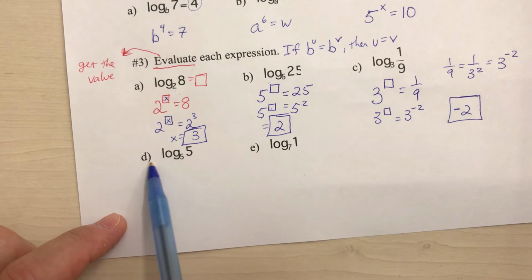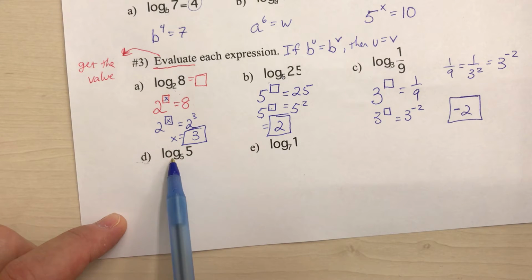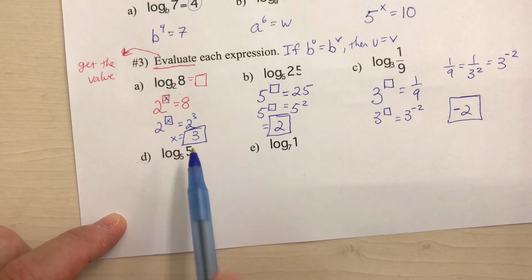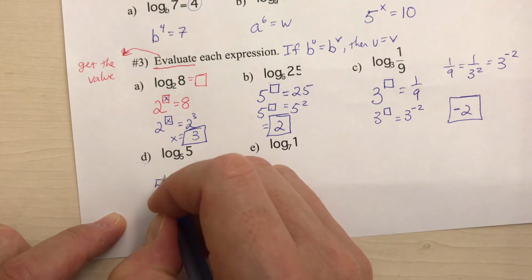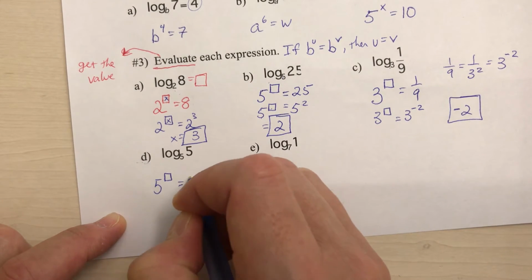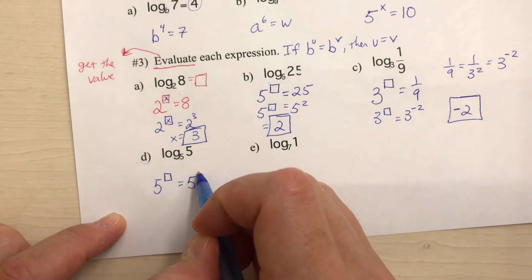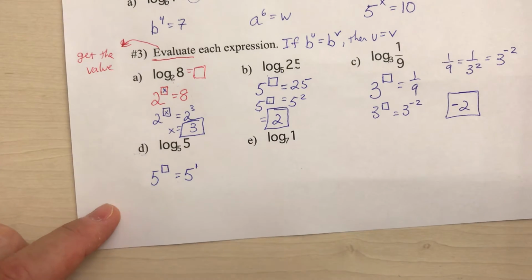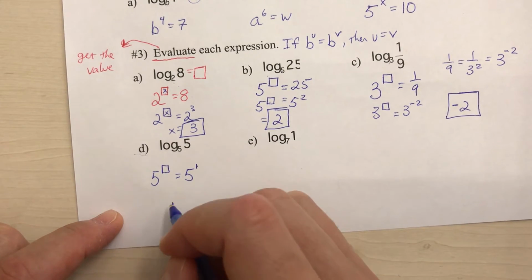Now the last 2 here, d and e, in part d we have the log base 5 of 5. 5 raised to something equals 5. Now the number 5, I can just write that as 5 to the 1st. So what's the something? The something is 1.